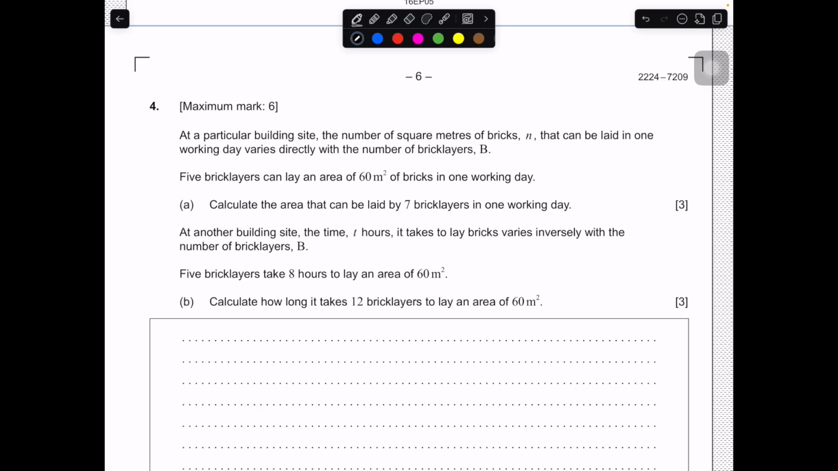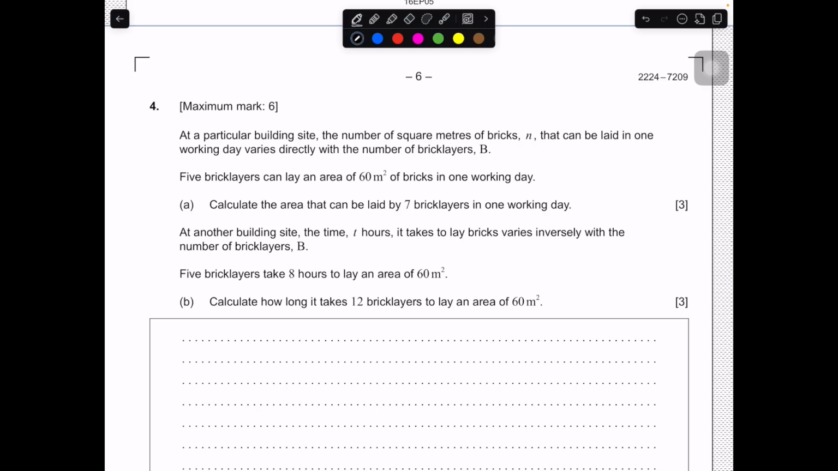Alright everyone, let's continue on with question 4. At a particular building site, the number of square meters of bricks N that can be laid in one working day varies directly with the number of bricklayers B. 5 bricklayers can lay an area of 60 square meters of bricks in one working day. Calculate the area that can be laid by 7 bricklayers in one working day.